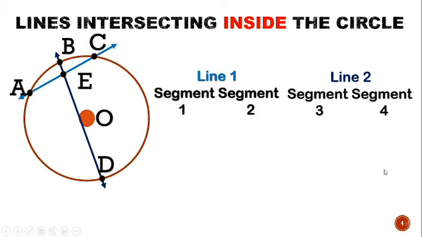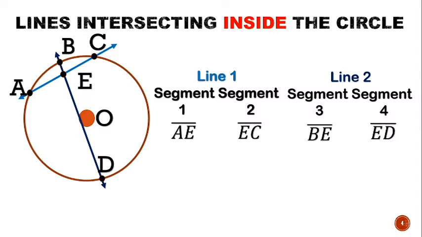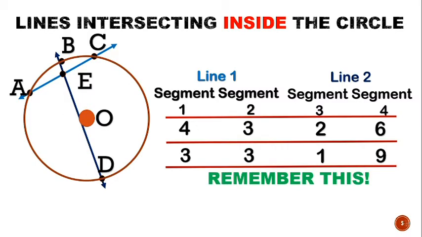Okay, kung hindi pa, let's have another example. So, for line 1, we have the segments AE and EC. For line 2, we have the segments BE and ED. Now, what about their measurements? For AE, it's 3. For EC, it's another 3. And then for BE, that should be 1. And then for ED, all right, 10 minus 1, that's 9. Oh, let's take a closer look. You have 4, 3, and then 2, 6. You have 3, 3, and then 1, 9. What do you think happens?